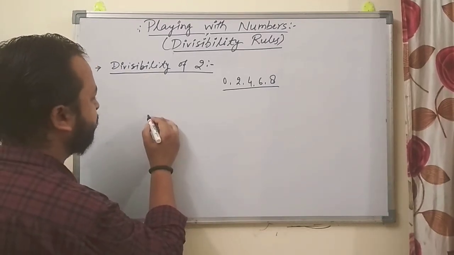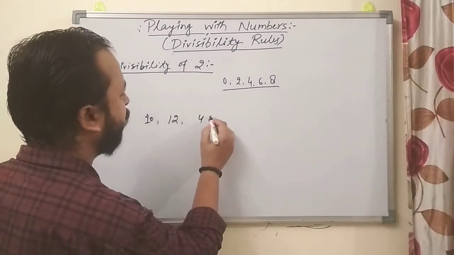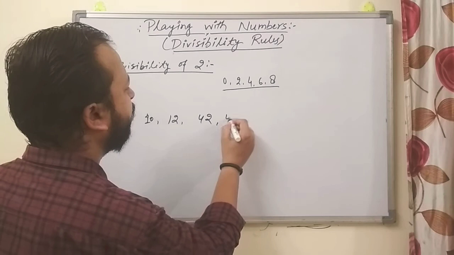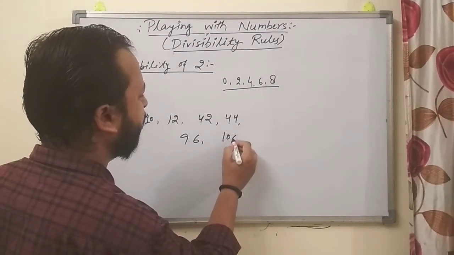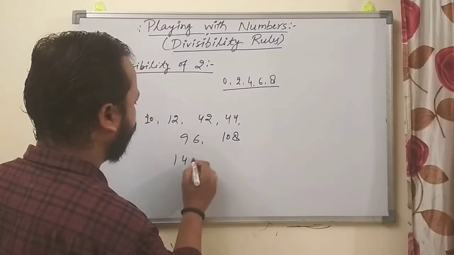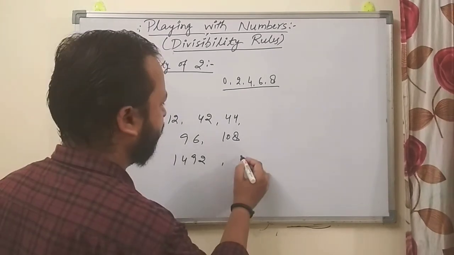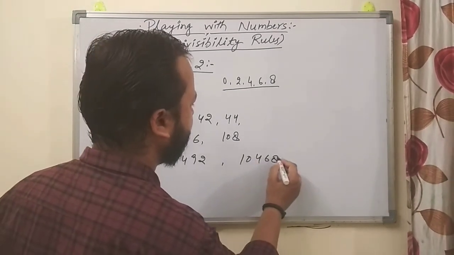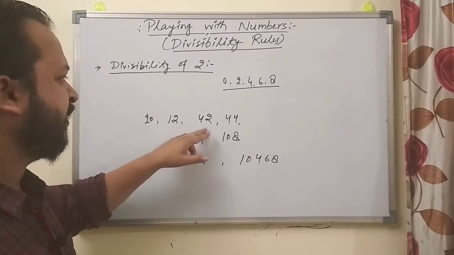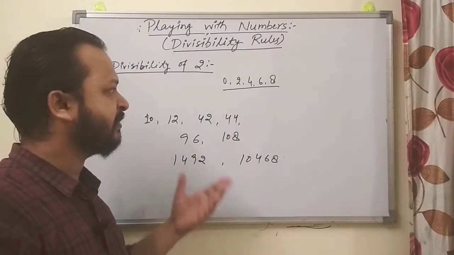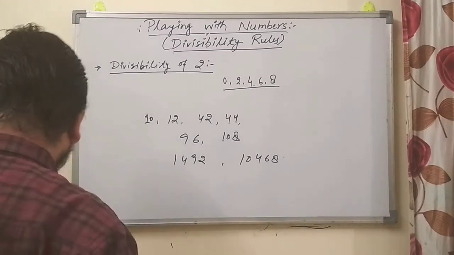Take an example. Suppose a number is 10 or 12 or 42, 44, 96, 108, 1492, or 10468. These are numbers where the unit digit is either 0, 2, 4, 6 or 8. So this type of number is divisible by 2.